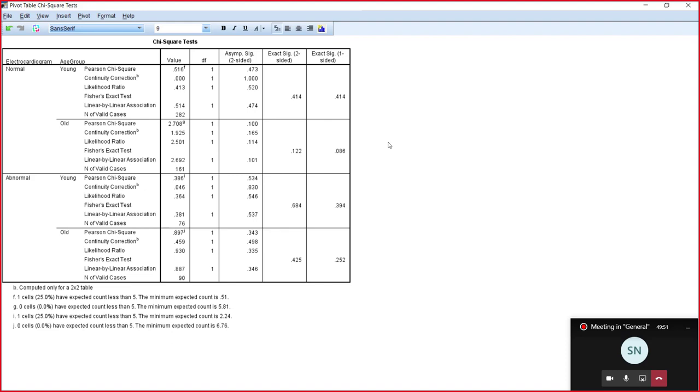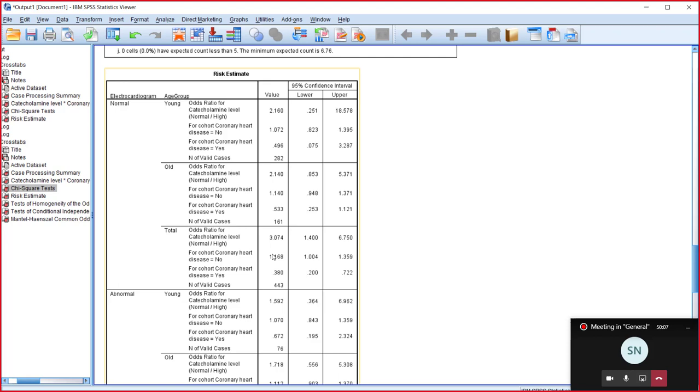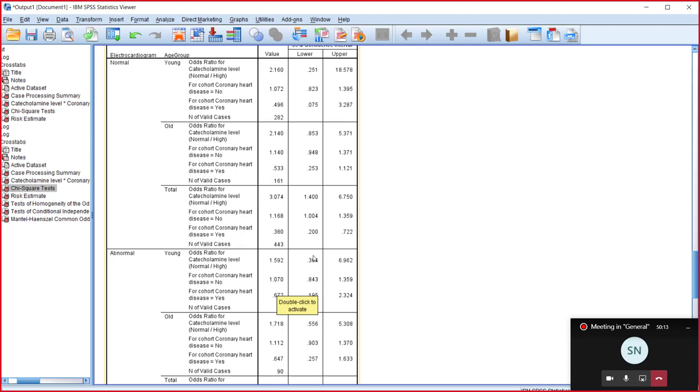So as I said just now, they are not significant. They don't have the numbers. Okay. So risk estimate, as stated just now, 2.16, 2.14. Okay. Then we have the 1.59, 1.78. Again, this one, the total we don't want.